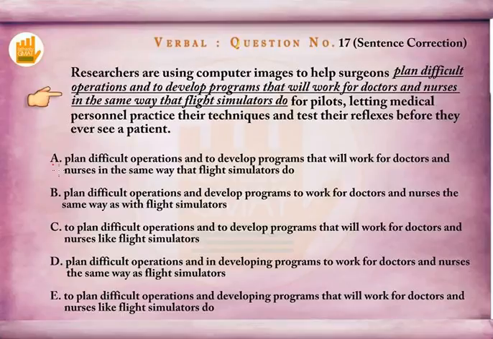Now look at the question. Here two things are happening. Researchers are using computer images for two things. So here we want to show some sort of goal. The researchers have two goals which they want to show here. What are they? One is to help surgeons plan difficult operations, and the other is to help develop programs that will work, and so on. These are the two goals these researchers want to achieve.